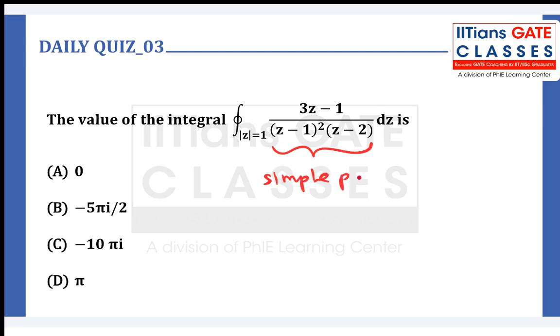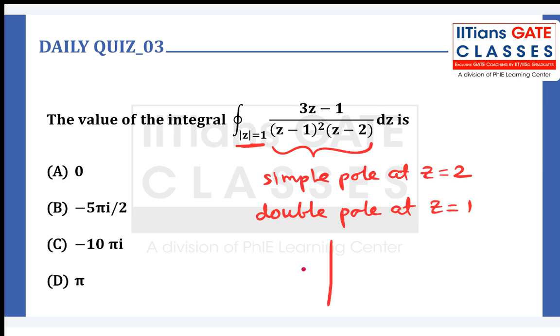So here, if you look at this, you have a simple pole, which means order 1, at z equal to 2, and you have a double pole, so that means this pole has order 2, at z equal to 1. Okay. And z equal to 2 is not a problem, because you are doing the complex contour integration around a circle of unit radius centered at 0. So it looks something like this.